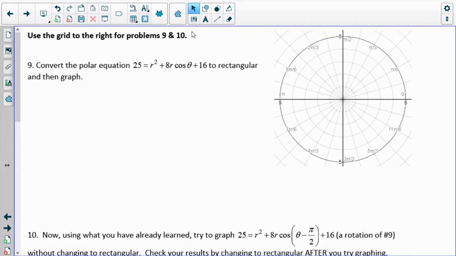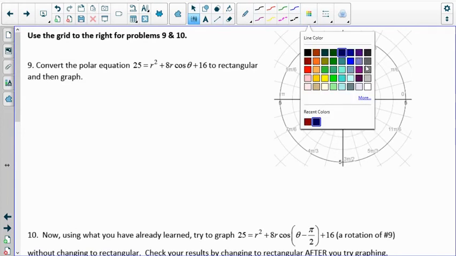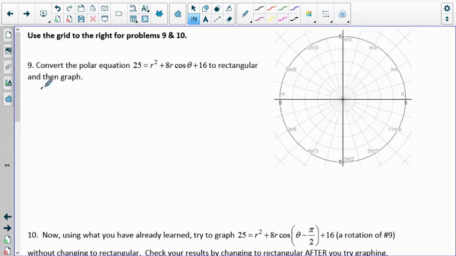All right, so now we've got this strange problem going on here, and I'm going to walk you through the first general process on this one, and it's going to be the same kind of process for number 10 here. So first thing we're going to do is change the r squared and the r cosine theta into its rectangular pieces. So r squared is x squared plus y squared, and r cosine theta is x. I end up with this.